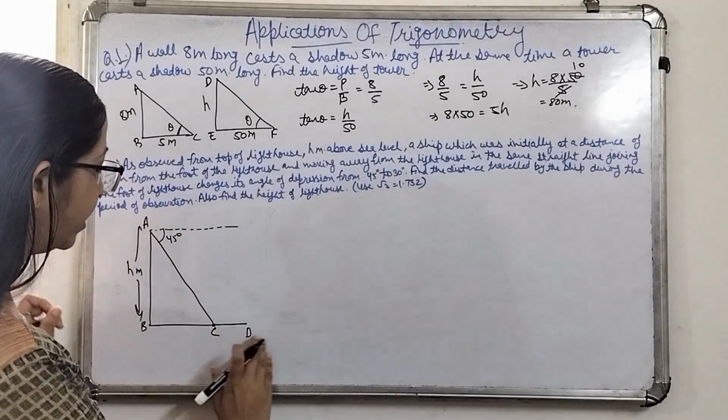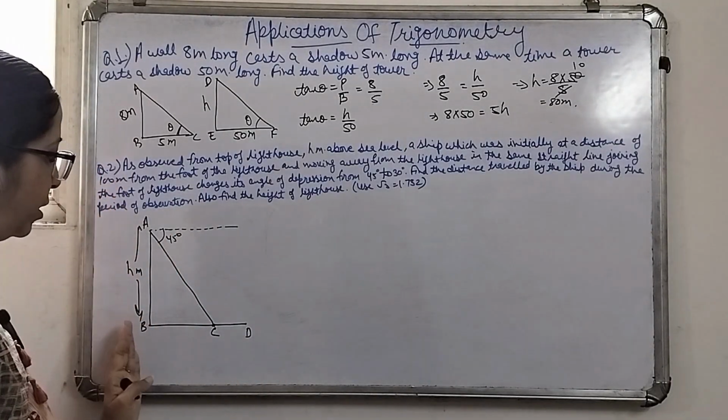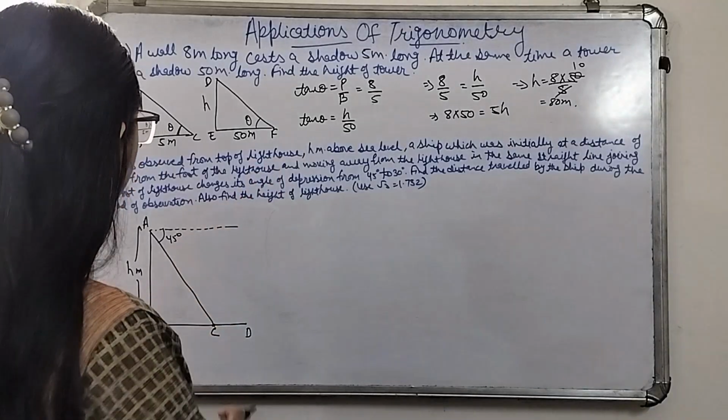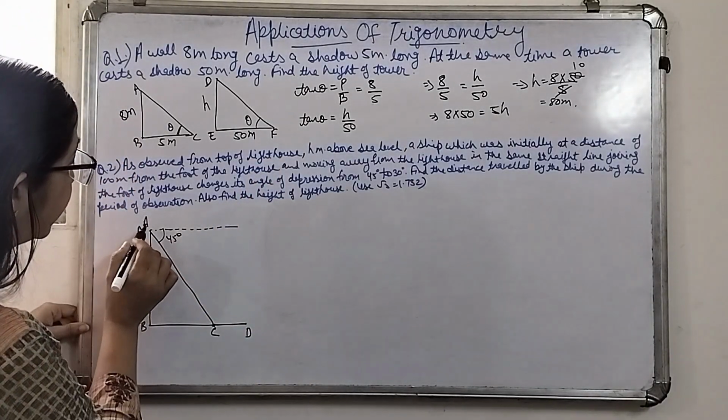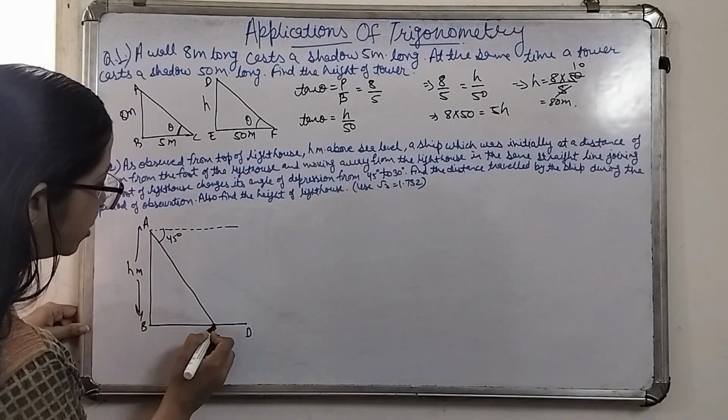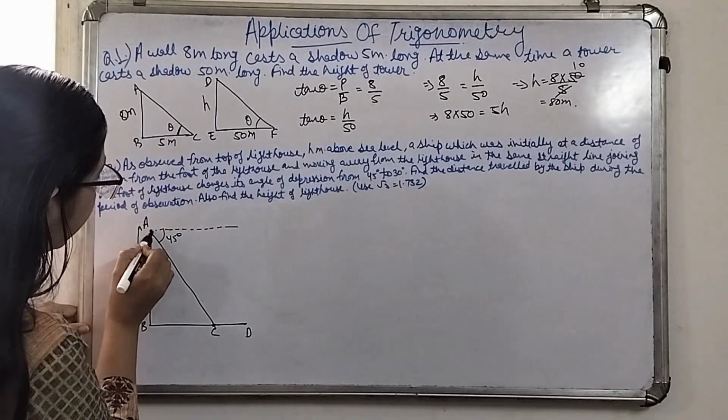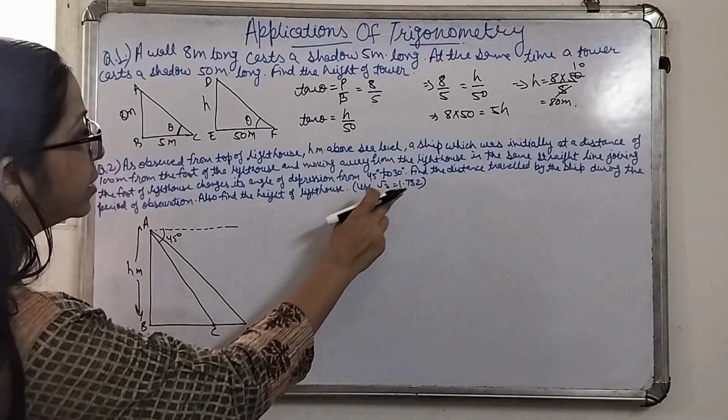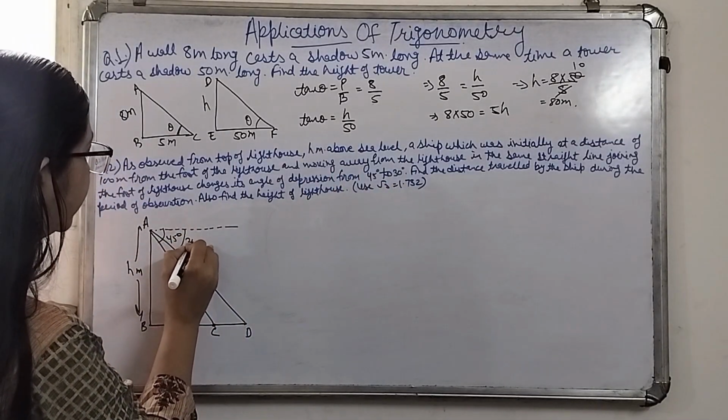Then the ship was moving in the side opposite to your tower, your lighthouse. So it is moving in this direction. So after some time its position changes from C to D. Then the angle of depression changes to 30 degree. So this is your 30 degree.